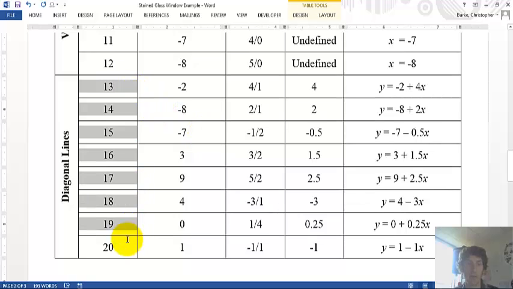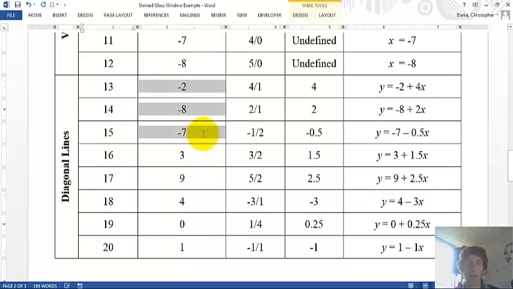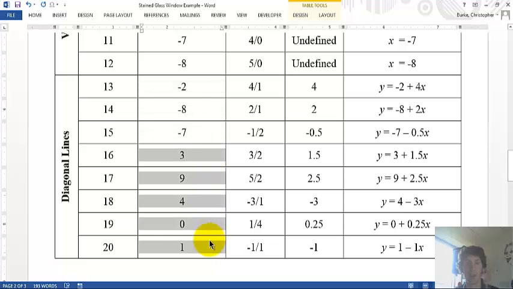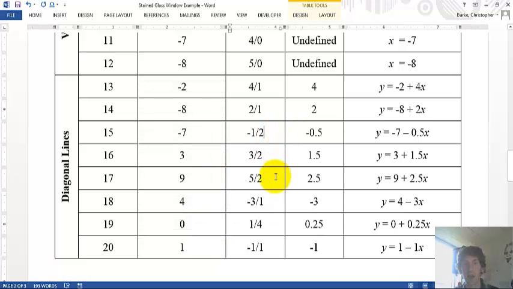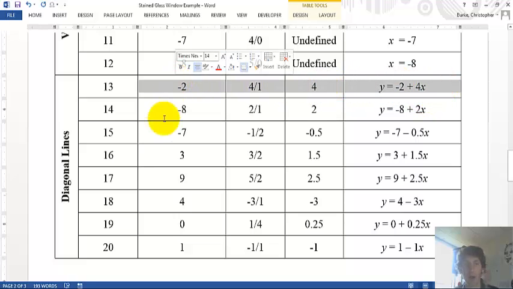I have 8 of them here. Some diagonal lines have negative y-intercepts. Some have positive y-intercepts. Some have negative slopes. Some have positive slopes. Each of these rise and runs matches the slope, and again the equations themselves match the slope and match the y-intercept.